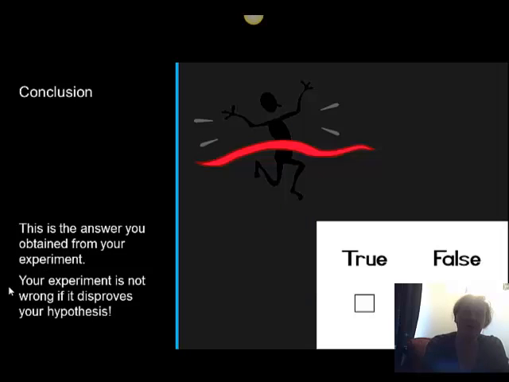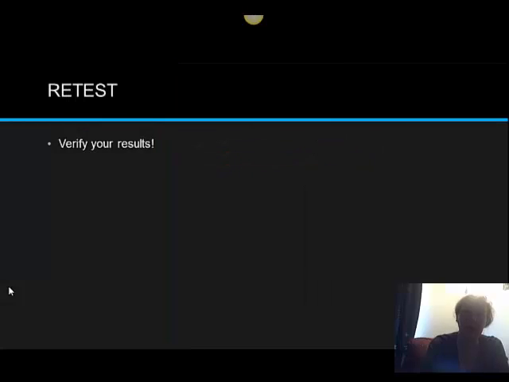After you perform your experiment, you're going to come up with a conclusion based on your data. The conclusion is the answer to the problem. It can be false. In other words, it can disprove your hypothesis. It doesn't mean your experiment was wrong. You need to always retest after you come up with your conclusion. Verify your results. Do you get the same results over and over?